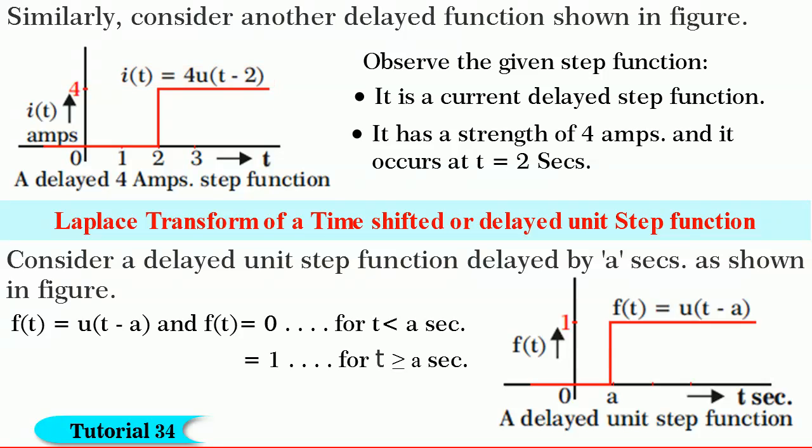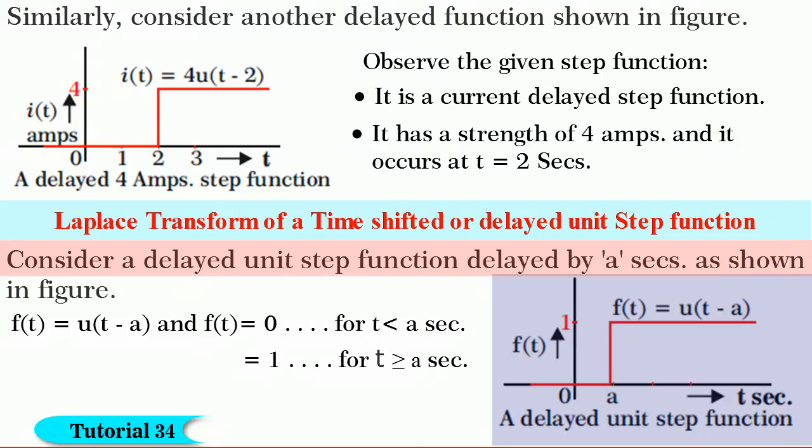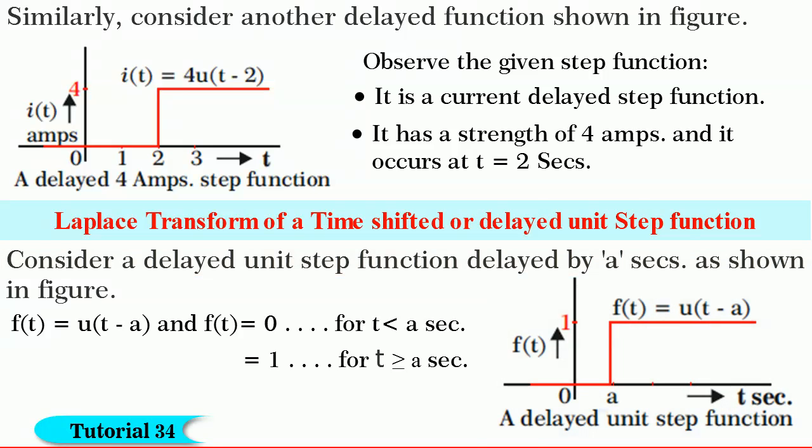Friends, now let us find the Laplace transform of a time shifted or delayed unit step function. Consider a delayed unit step function delayed by a seconds as shown in figure. This function can be represented as f of t is equal to u of t minus a, and mathematically f of t is equal to 0 for t less than a seconds and is equal to 1 for t greater than or equal to a seconds.